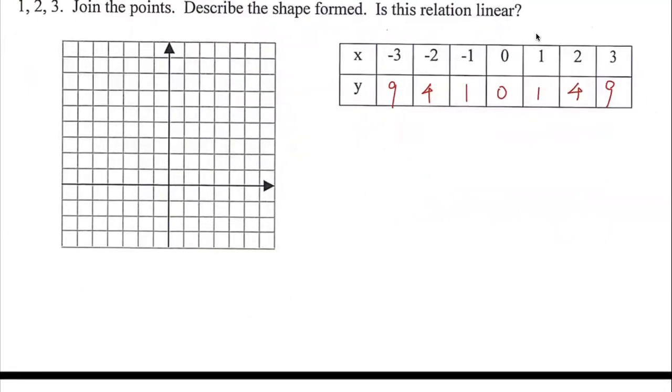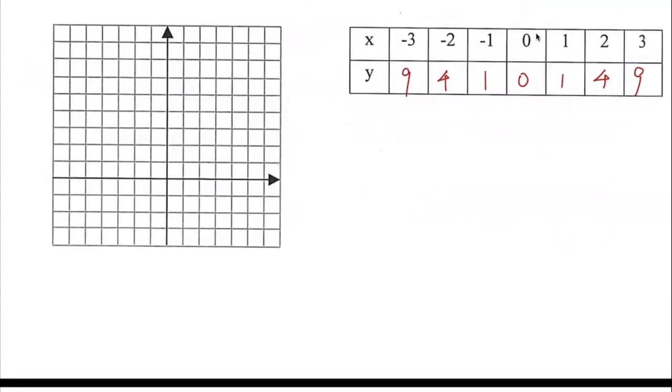So let's start from -3, 9. So this is 0, 0, right? Counting from -3 across, then up 1, 2, 3, 4, 5, 6, 7, 8, 9. I think this is 9, right? 1, 2, 3, 4, 5, 6, 7, 8. Yes.